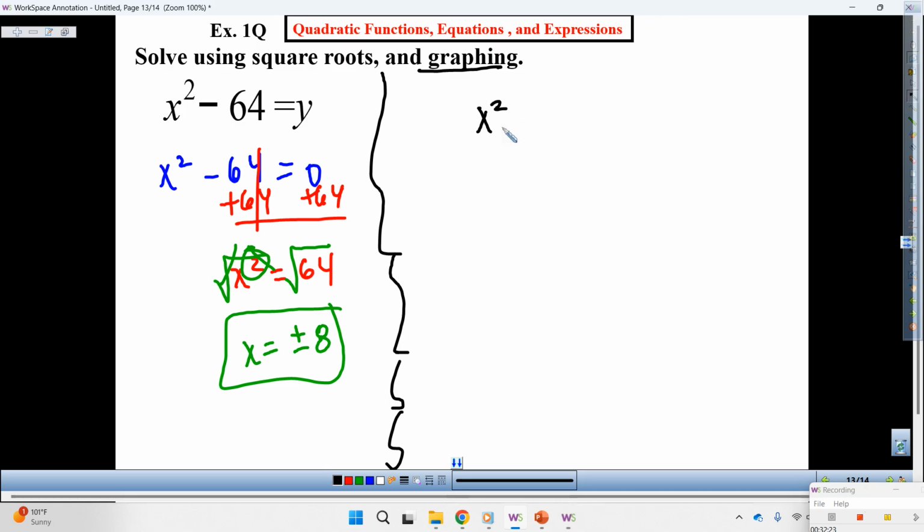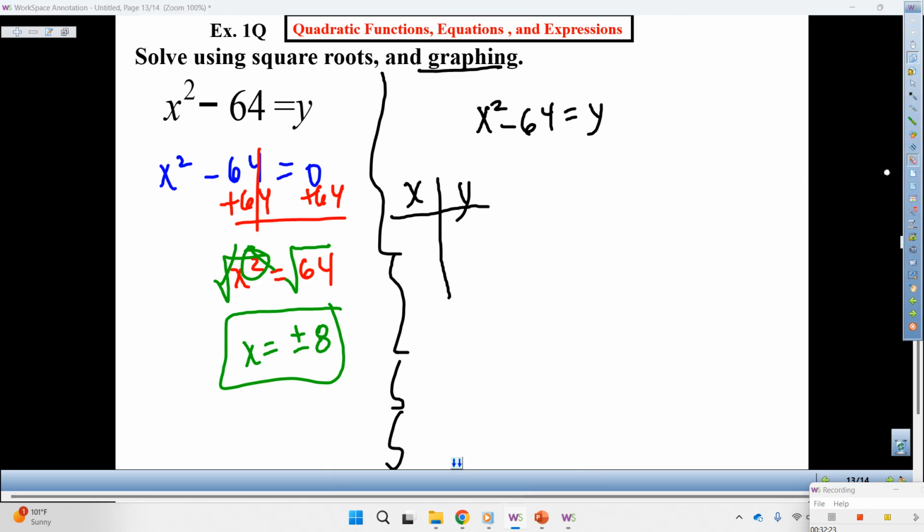Let's write it again. x squared minus 64 equals y. I'm going to write on the side x and y. What do I do next? Think about it. Tell your neighbor what is the next step in the graphing process. Then Joseph's going to pass it to someone. Looks like he's picking Mariah. Are you picking Mariah? Oh, no. Okay, my bad. Mario!